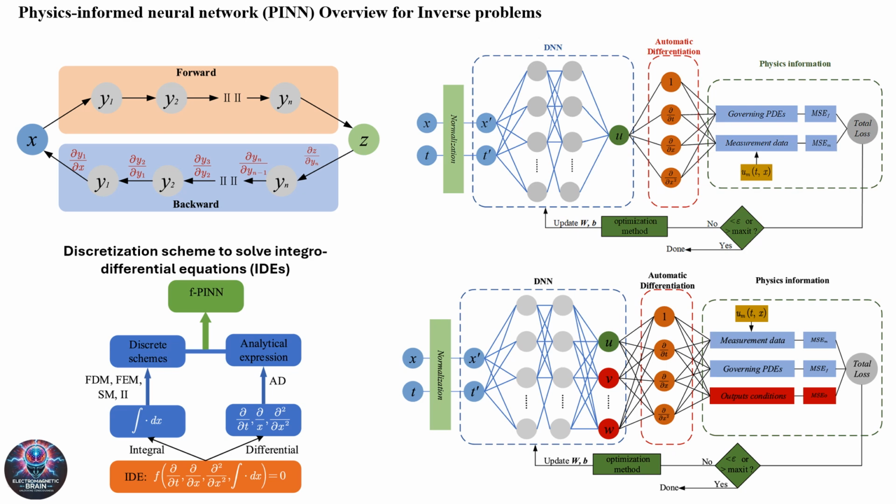The loss function combines the mean squared error, MSE, between predicted fields and measured data with the MSE of the governing PDEs, allowing the model to optimize both aspects simultaneously. The total loss is minimized using optimization algorithms, leading to improved model accuracy and stability, especially in inverse problems where data might be scarce or noisy.